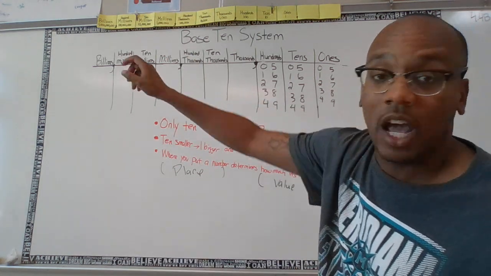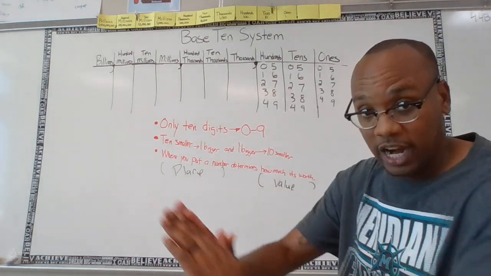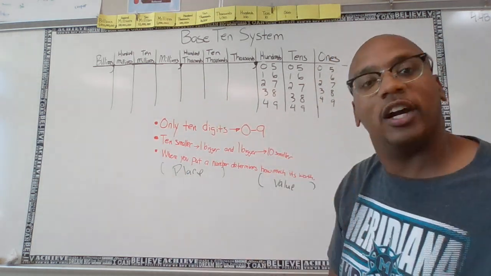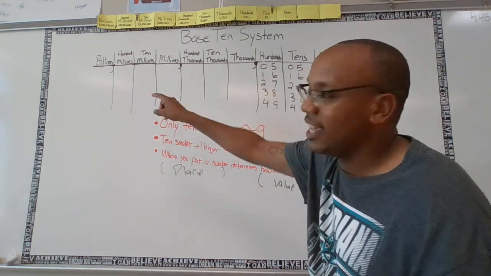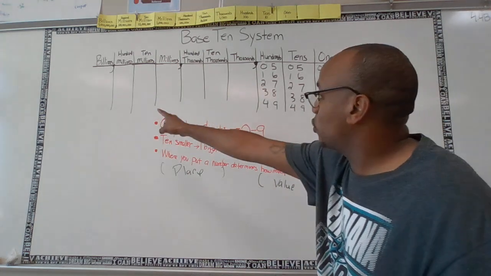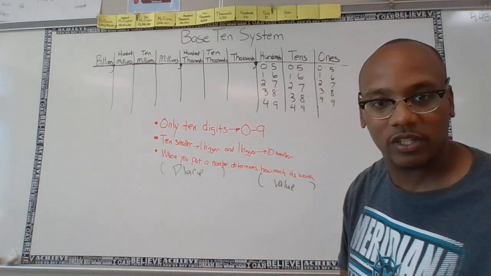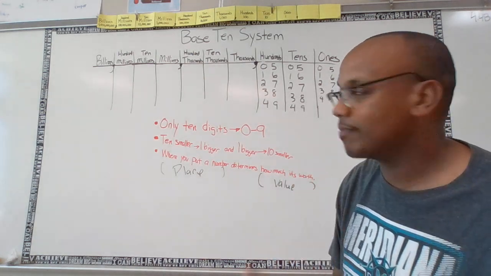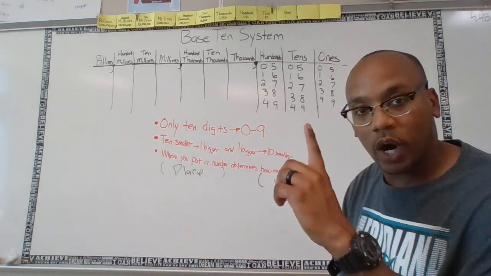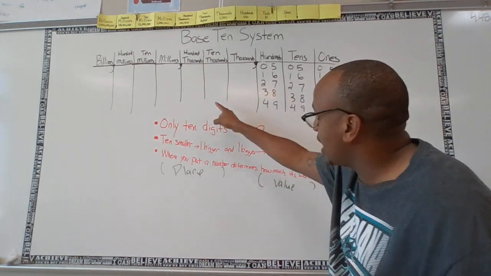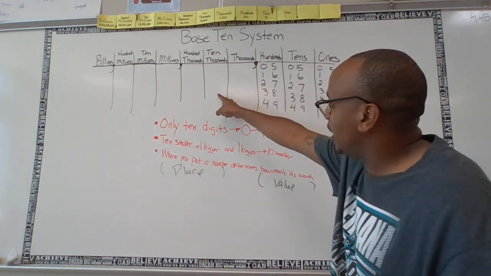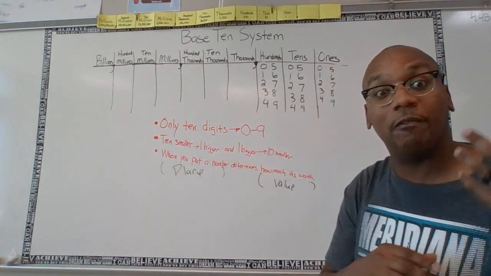So if I start on the end, 1 billion can be traded in for 10 100 millions. 100 million can be traded in for 10 millions. 1 10 million can be traded in for 10 millions. 1 million can be traded in for 10 100,000s. 100,000 can be traded back in for 10 10,000s, right? 10,000 can be traded in for 10 of the thousands, right?